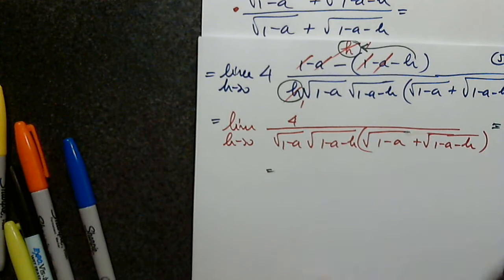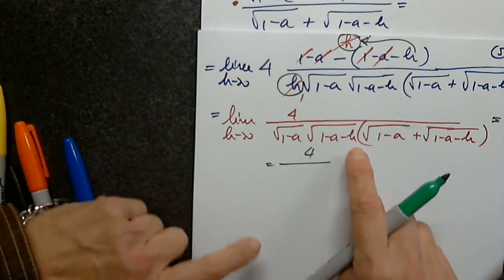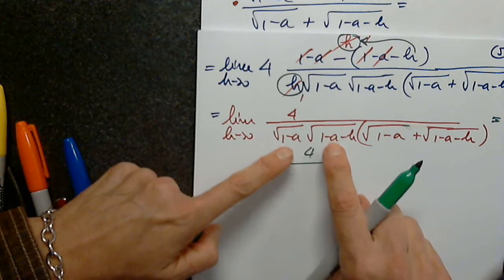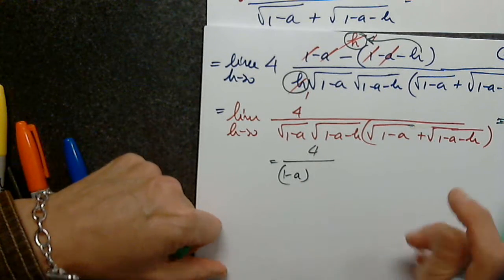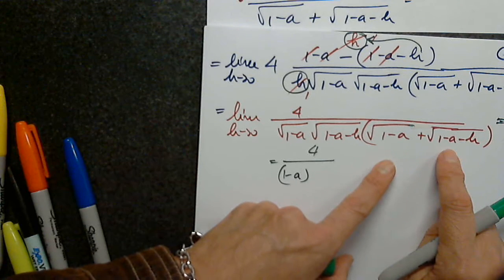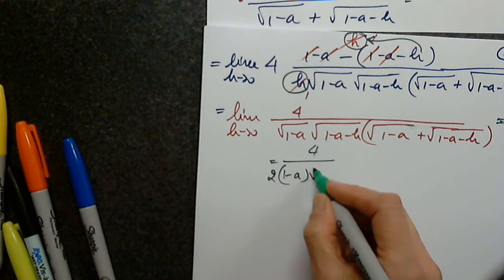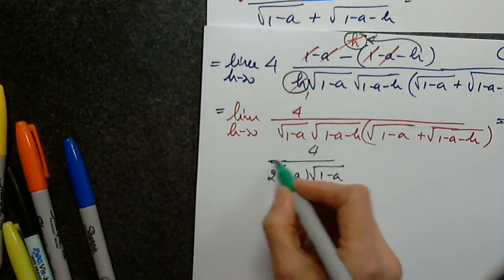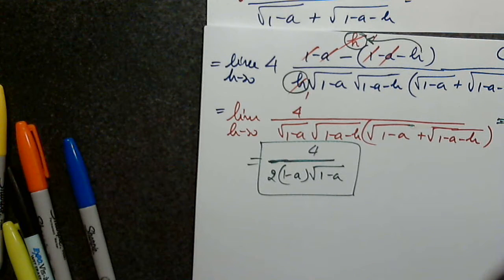H is in the domain, 0 is in the domain of this function. The top is 4. The bottom, when H approaches 0, when you multiply these two, what do you get? Awesome. Very good. And now, when H approaches 0, what do you get here? Very good. Awesome. Put a 2 in front and the square root of 1 minus A. As I said, some of them with using the definition are more difficult than others.